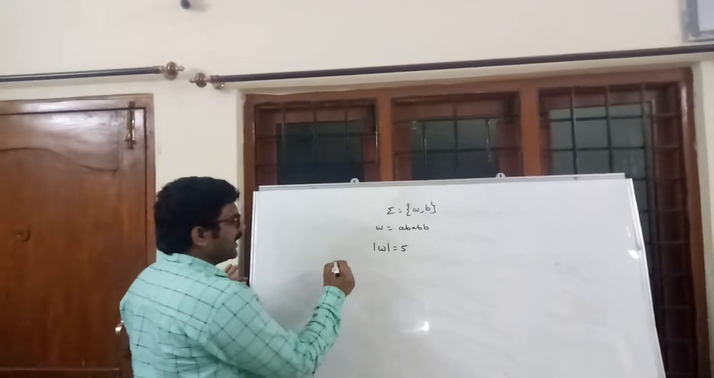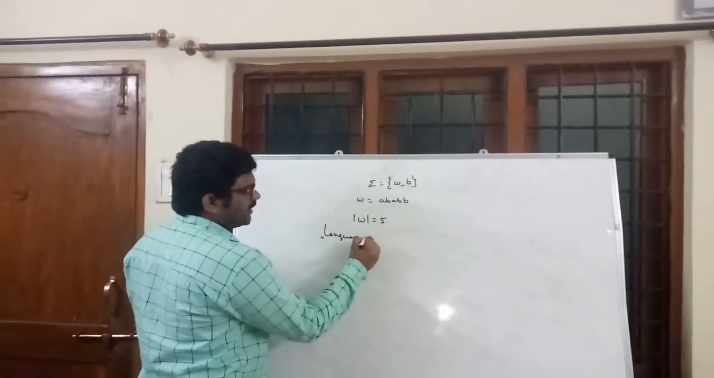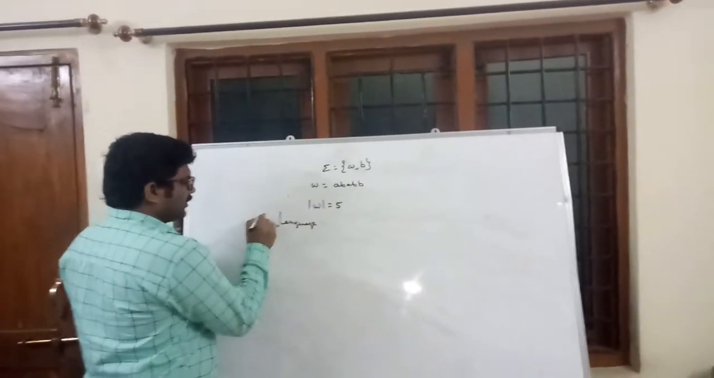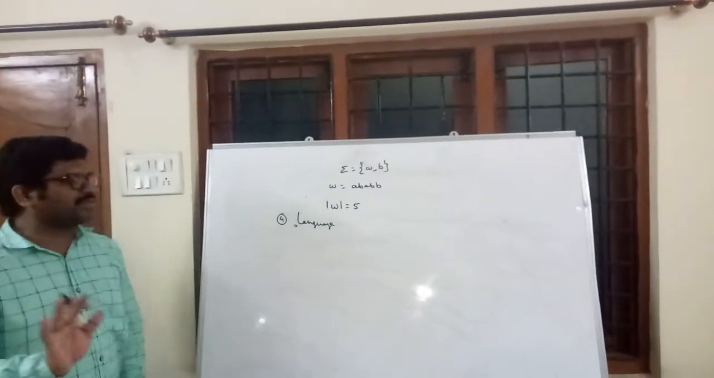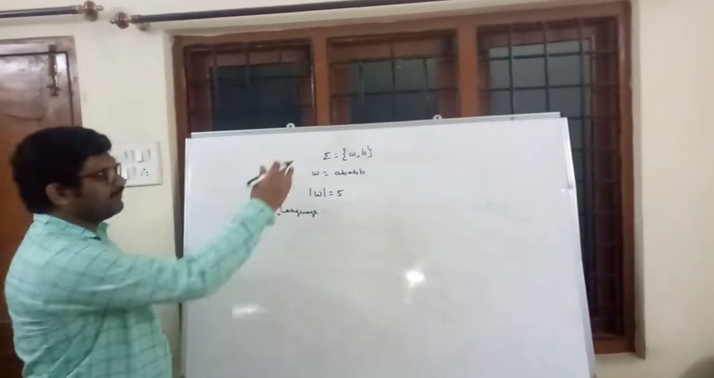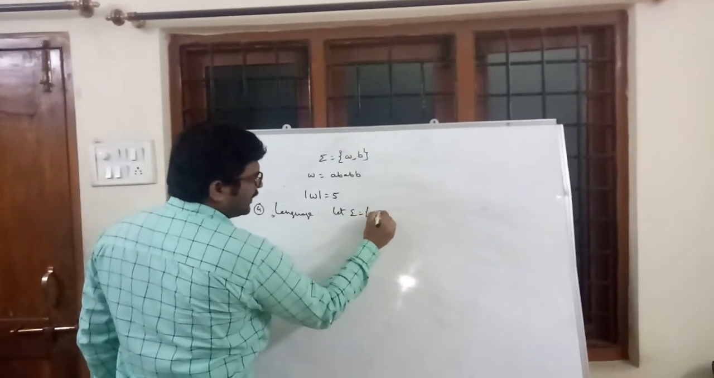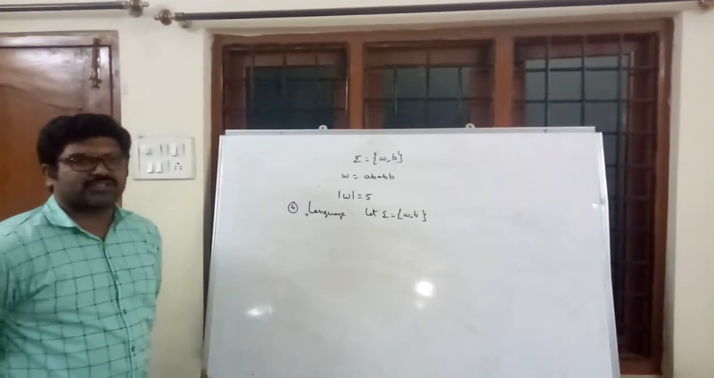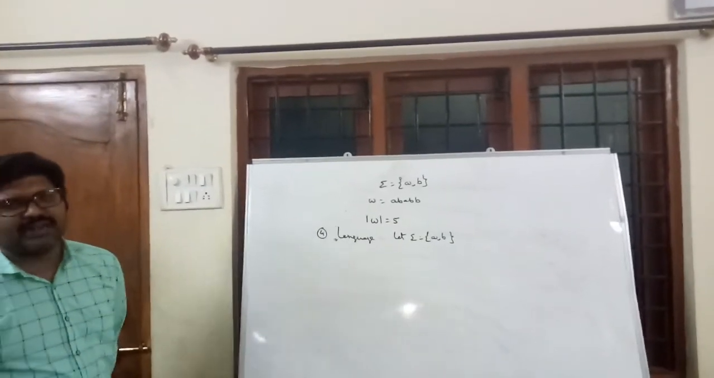What is meant by language? Language is nothing but, this is my next definition, that means the fourth one. So what is meant by language? If you want to define a language, first you must have an alphabet. Let sigma be my alphabet. Let sigma is equal to {a, b} is my alphabet. Then I can define language. So language is a set of strings over an alphabet.